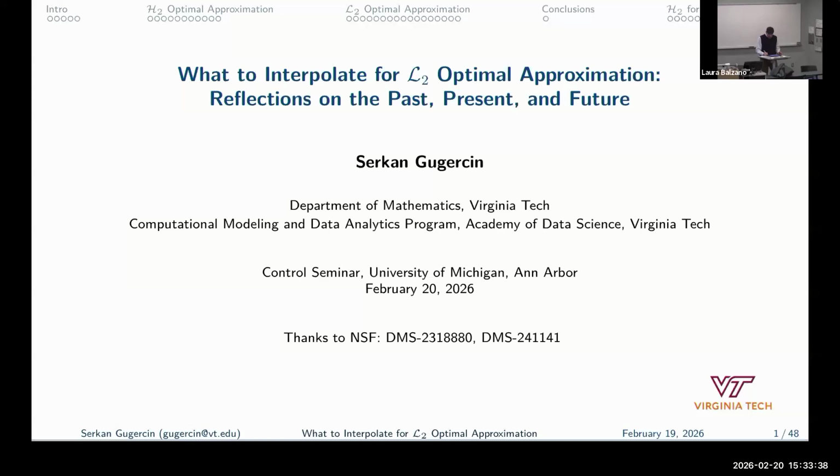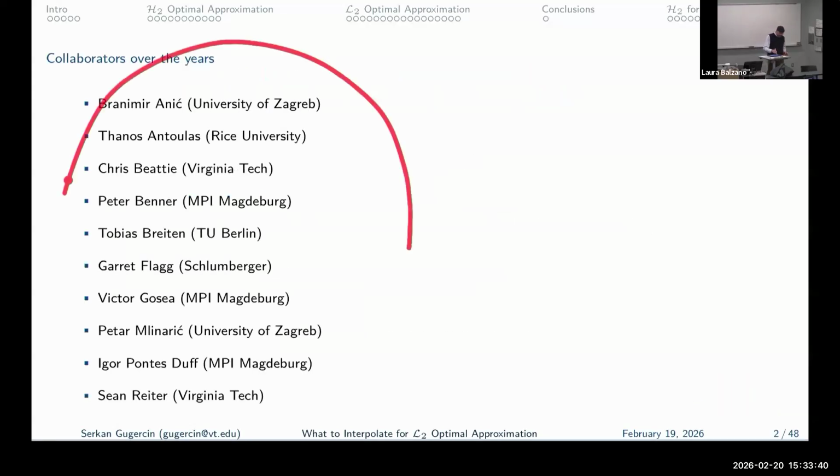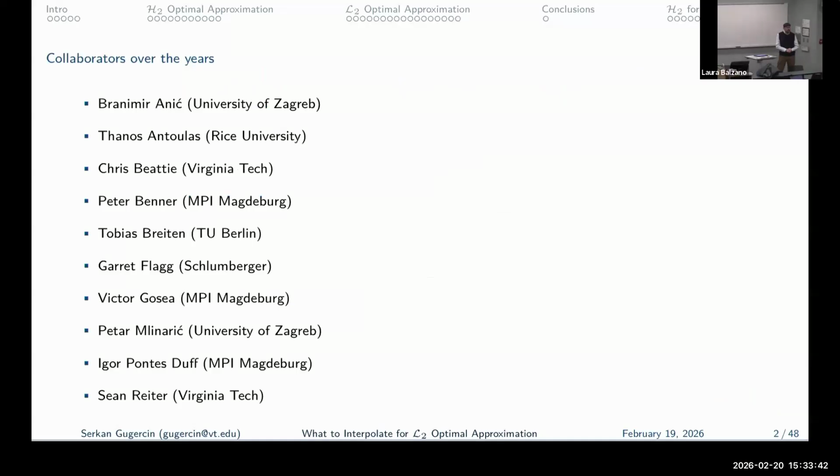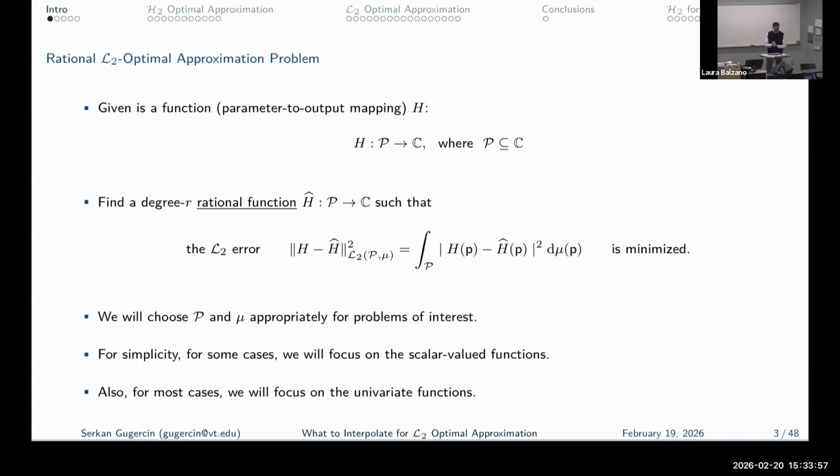So this is an overview of what I've been doing and what we are currently doing in my group. There's a bunch of collaborators who have somehow contributed part of these things. Some of them are former students, some of them colleagues, some of them are still collaborating. I'm probably even missing some people. So, this is the main problem we are going to try to tackle.